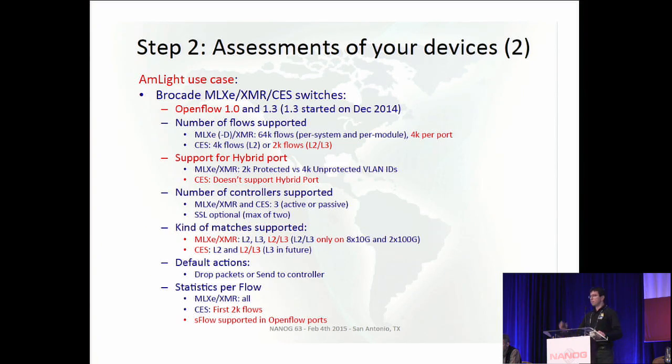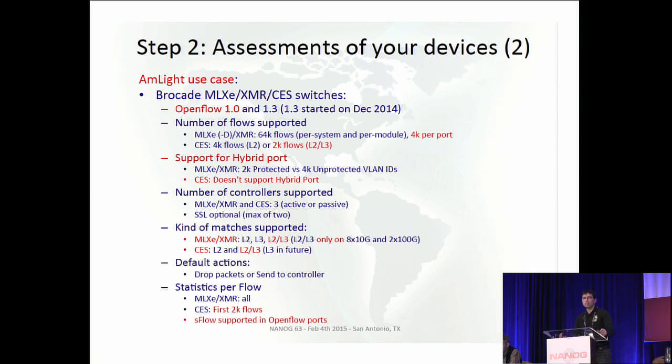In our case, I'm not going to go through all of the details, but we only had Brocade devices. We had Brocade MLXe and the XMR. They're both chassis. And one small switch, CES brand, that is a Metro. And the moment that we deployed OpenFlow, the only option was OpenFlow 1.0. This was in August last year. But now Brocade also supports 1.3, which was released in December.